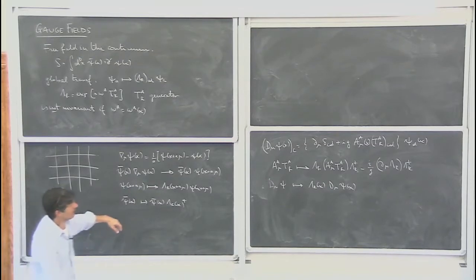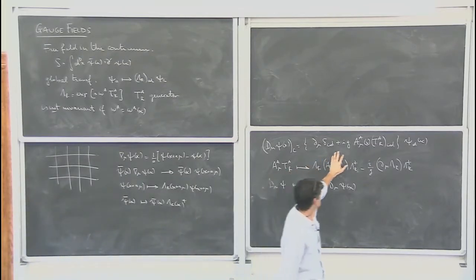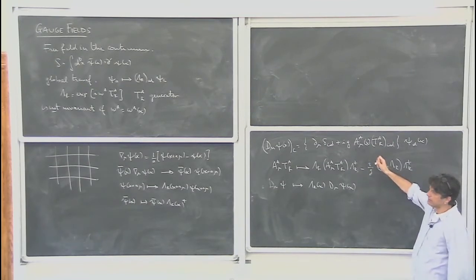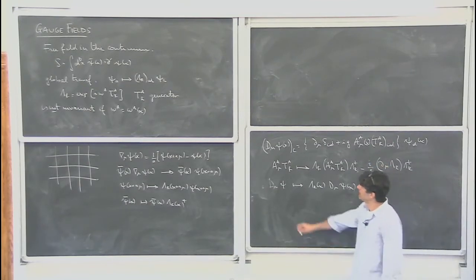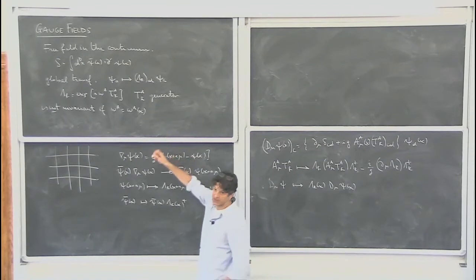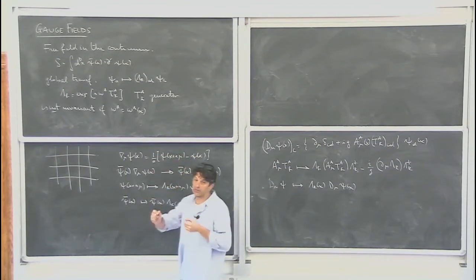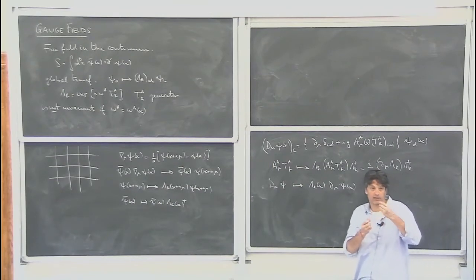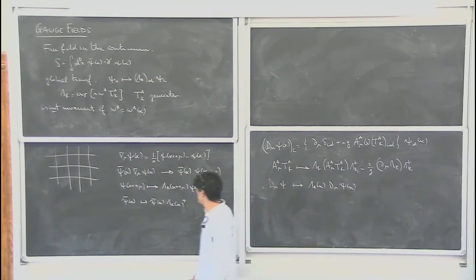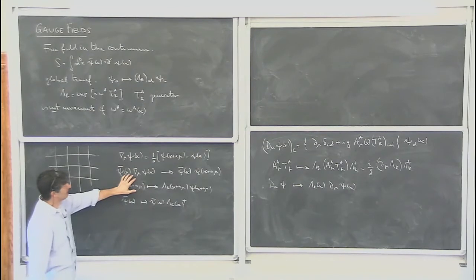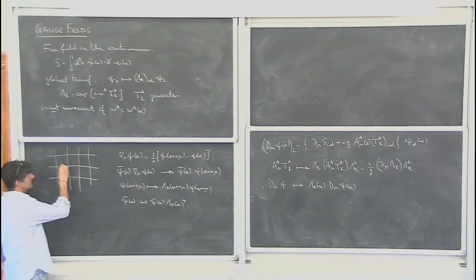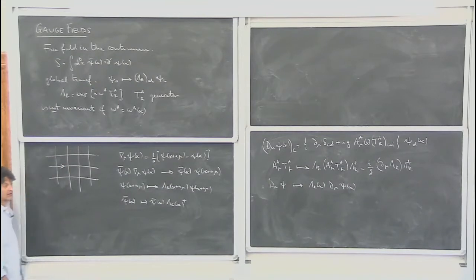So, in the spirit of what we did in the continuum, where we replaced the simple derivative, which is the generator of translations, with the covariant derivative, which is the generator of the parallel transport in color space, what we need here is to introduce a parallel transport along the links of the lattice.